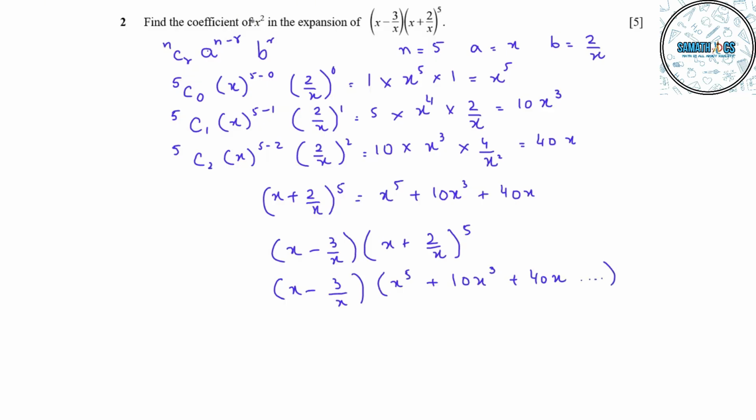As we require the coefficient of x squared, we have to multiply x by 40x, so we will get 40x squared, and minus 3 upon x by plus 10x cubed, so we will get minus 30x squared. So it is 10x squared. Therefore, the coefficient of x squared is 10.